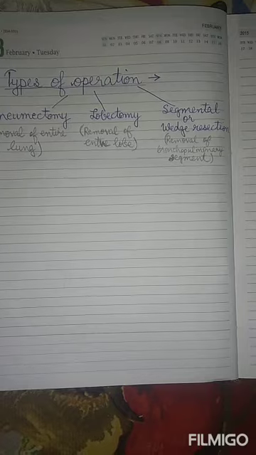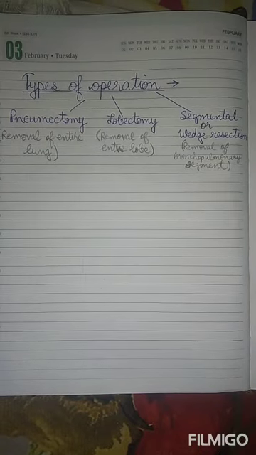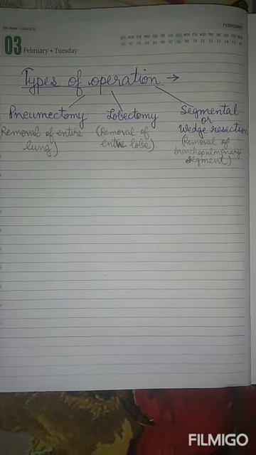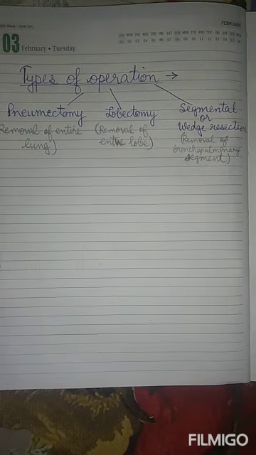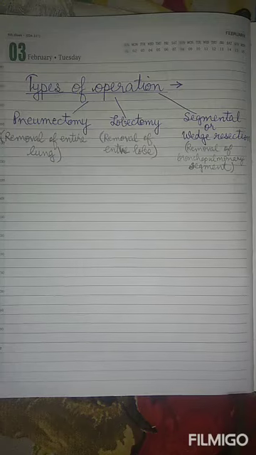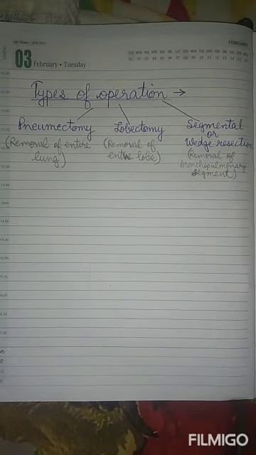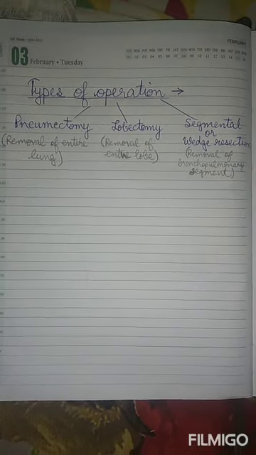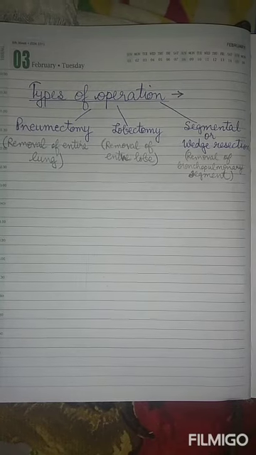And lastly, the wedge resection. Wedge resection means removal of any small part of the lung tissue. It is usually a non-anatomical resection, and it could be used for diagnosis or treatment of localized peripheral carcinomas. In the next video, we'll be discussing these operations in detail.